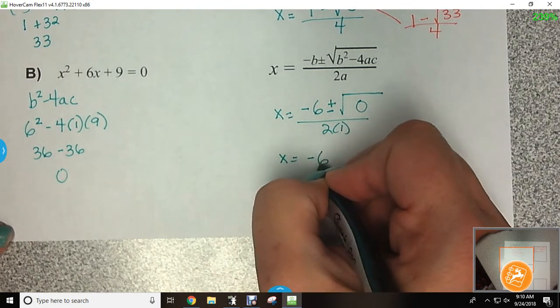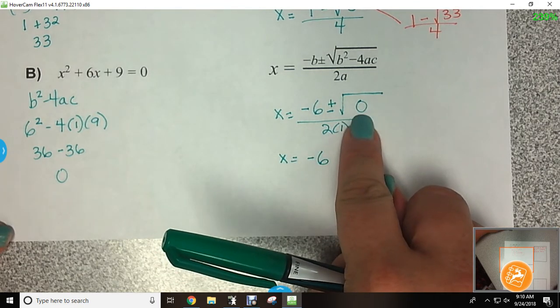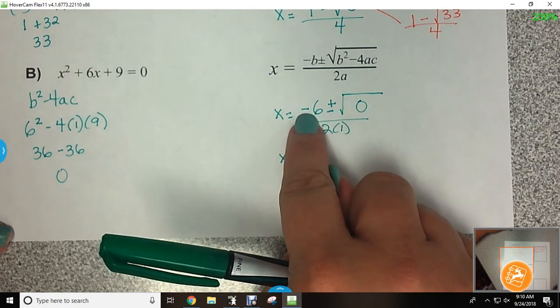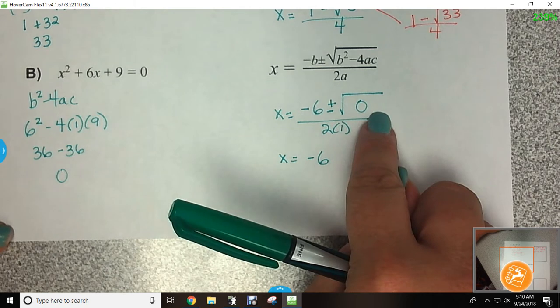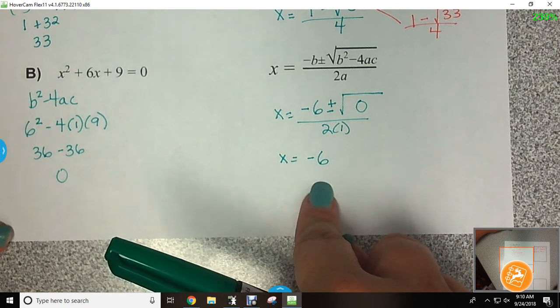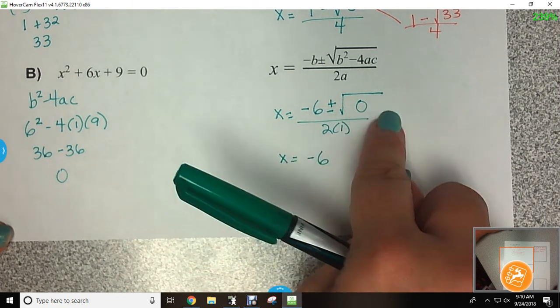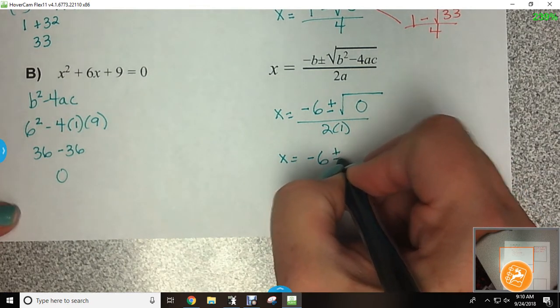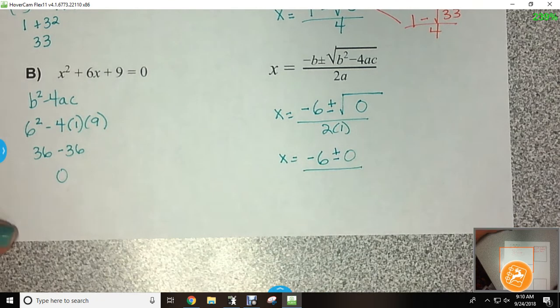So negative 6. The square root of 0 is 0. So if you take negative 6 and add 0 to it, you just get negative 6. If you take negative 6 and subtract 0, you get negative 6. Okay, for this problem, I'm going to go ahead and write it all out. If we have another one like this, I'll probably skip part of it.